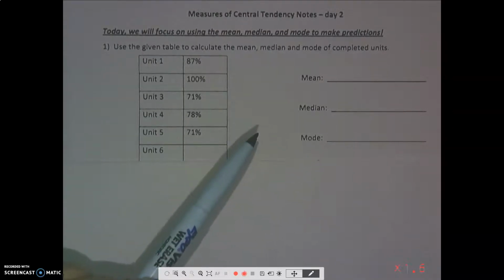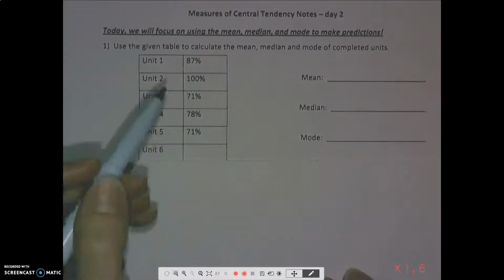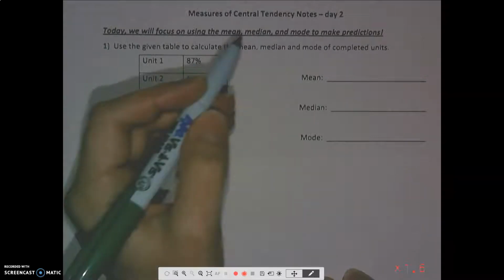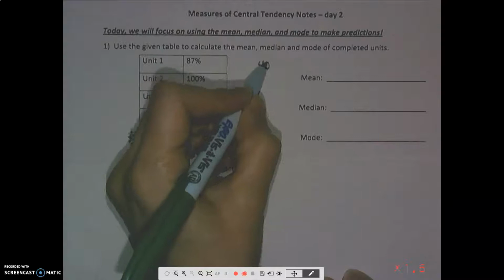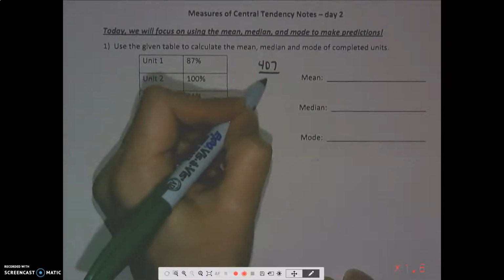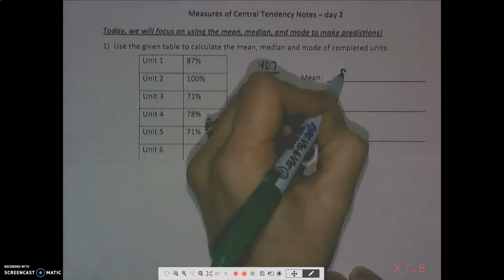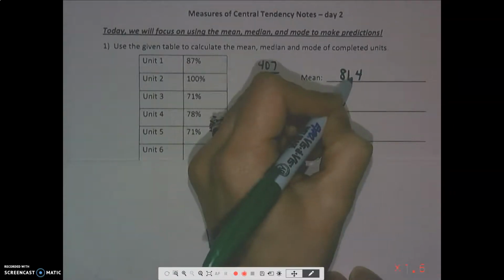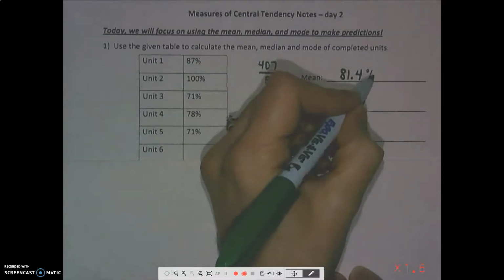So for the mean, remember that means that we add all of our numbers up and divide by the number of numbers. So if we add these 5 test scores together, what we've gotten so far is a 407 points out of the 5 tests. So if we divide that, we're going to get 81.4. Okay, that would be the percentage point, or the percent.